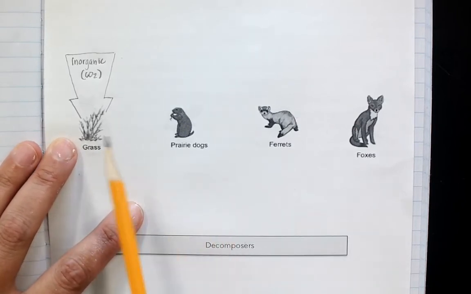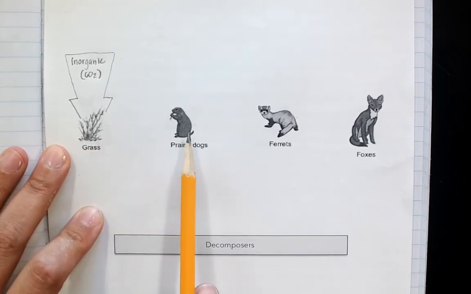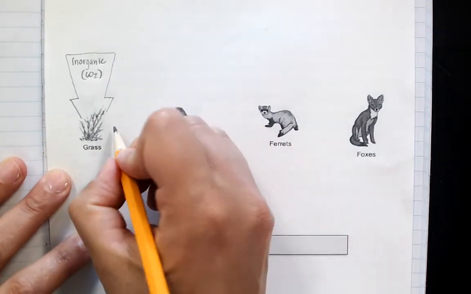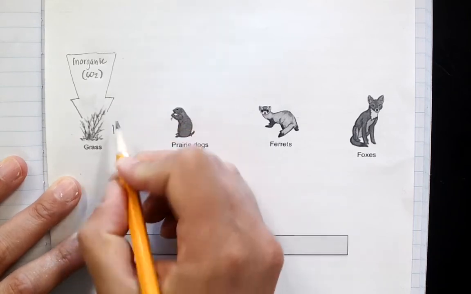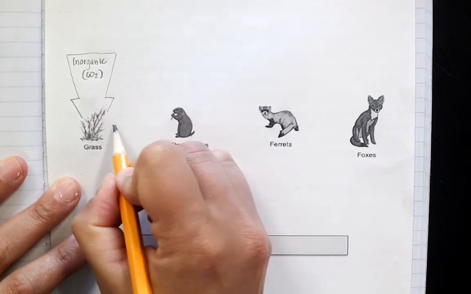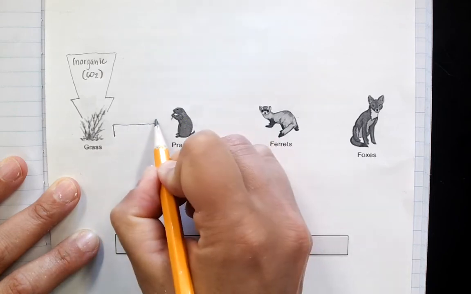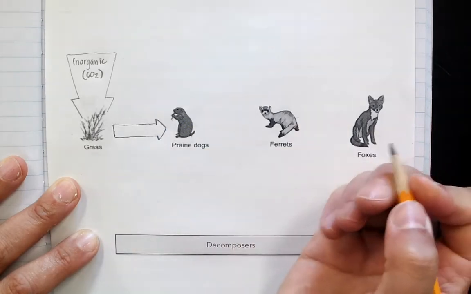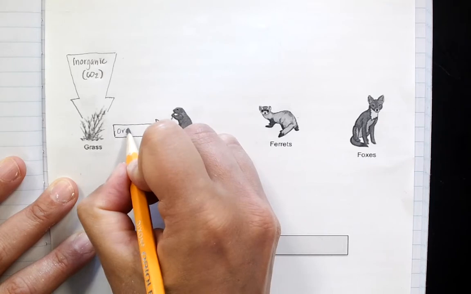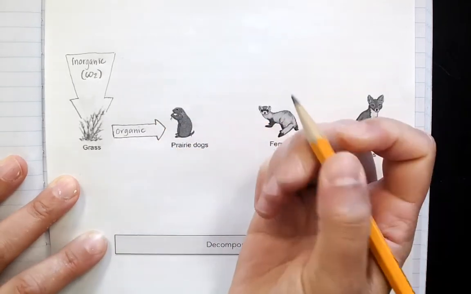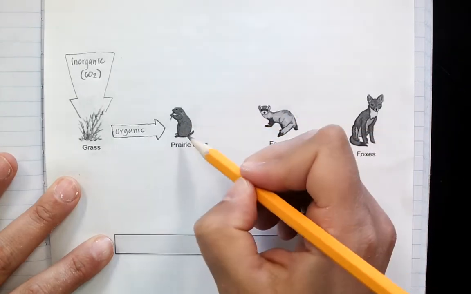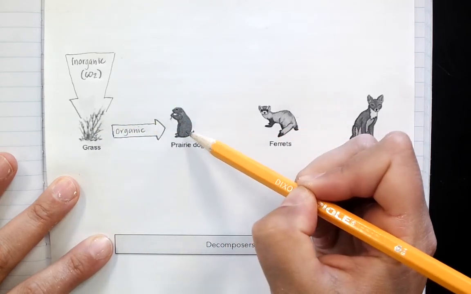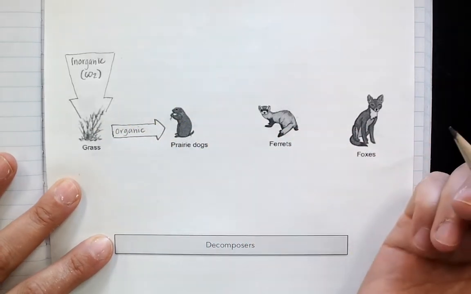carbon. Now, some of that organic carbon is going to get transferred to my prairie dogs when my prairie dogs eat the grass. So I'm going to draw a smaller arrow here because it's not actually all that much carbon that gets transferred into my prairie dogs. But the type of carbon that's transferred is organic. So things like that glucose, that cellulose, those biomolecules that are in the grass are then eaten by the prairie dog, and that moves that organic carbon into the prairie dogs.